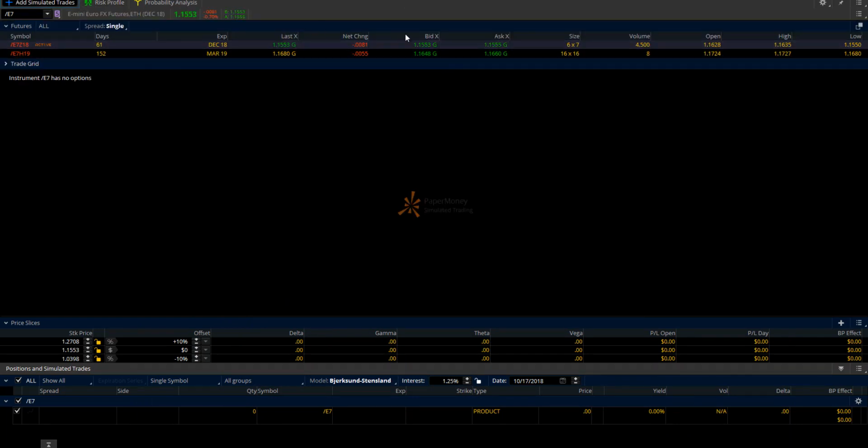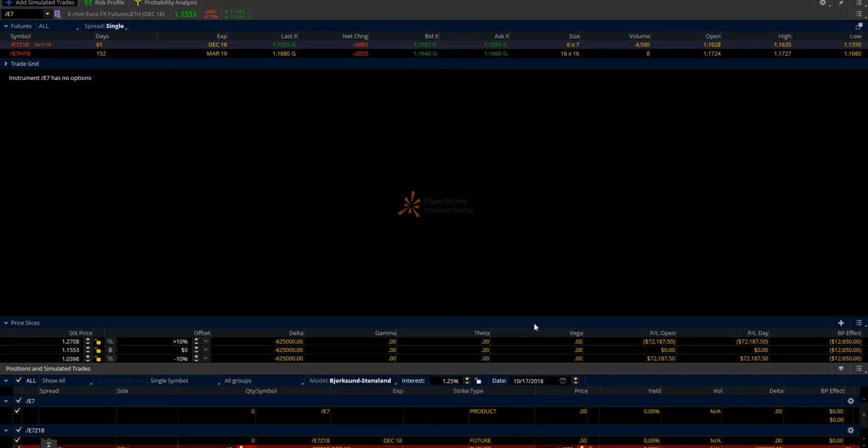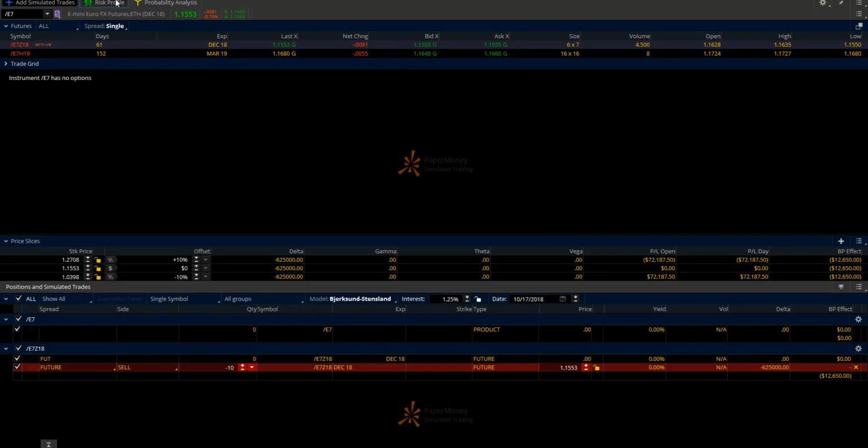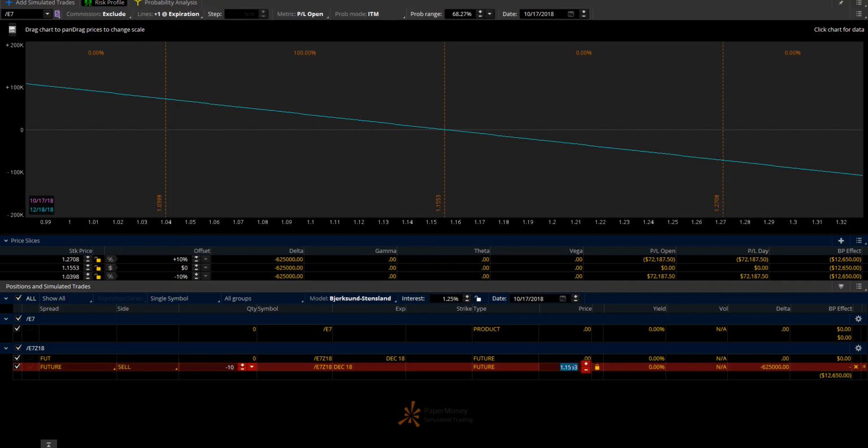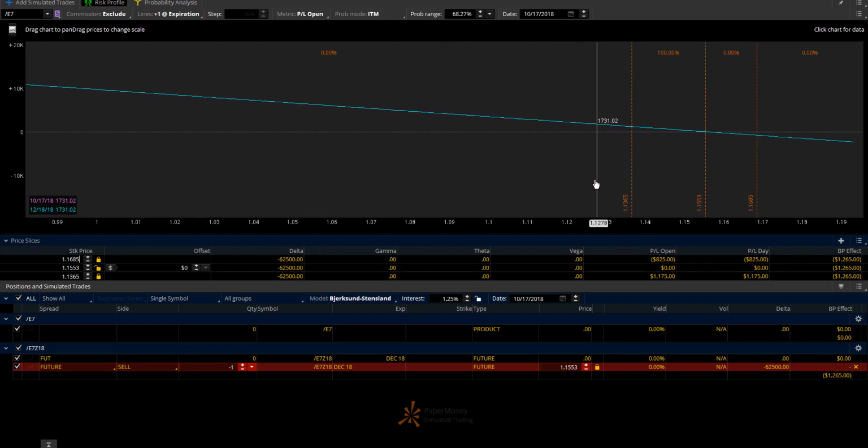We're going to use a 61-day active contract. We're going to sell that. We're going to lock in our entry point at 1.1553, and instead of 10, we're going to do 1. We're going to put our target at 1.1365 and our stop loss at 1.1685. Now we're using this tool, this risk profile, to estimate our potential reward and risk on the trade.